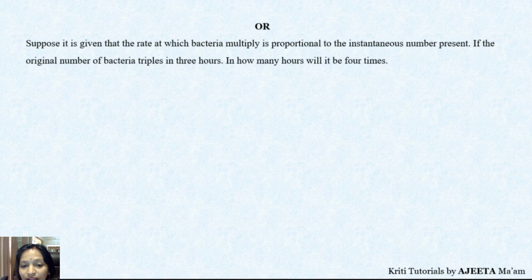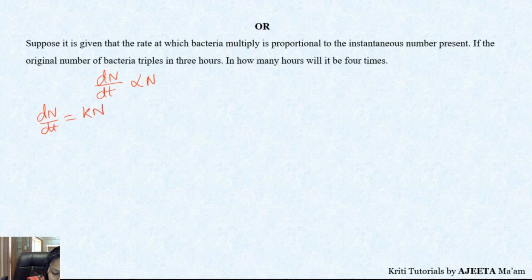Now there is an OR part for the same question. This is based on the multiplication or growth of bacteria. The rate at which bacteria will multiply is proportional to the instantaneous number present. If the original number of bacteria triples in 3 hours, in how many hours will it be 4 times? Correct. So now here we have to make the equation again. Let us denote the number of bacteria by N. So dN by dt is proportional to N. We remove the proportionality sign, then the equal sign is introduced, so dN by dt will be equal to kN. Now let's separate the variables here.